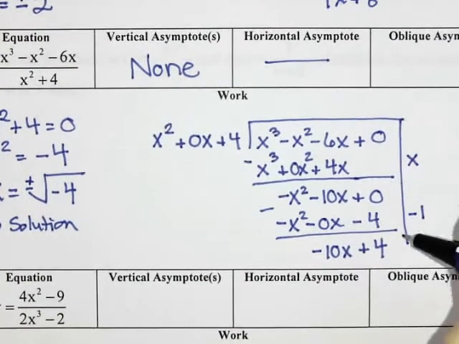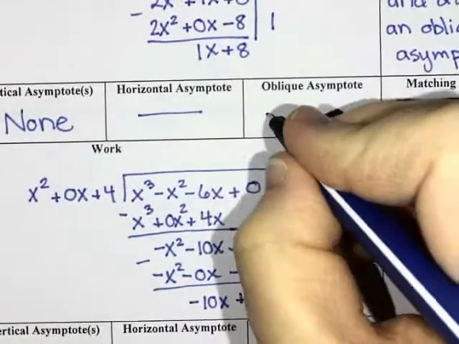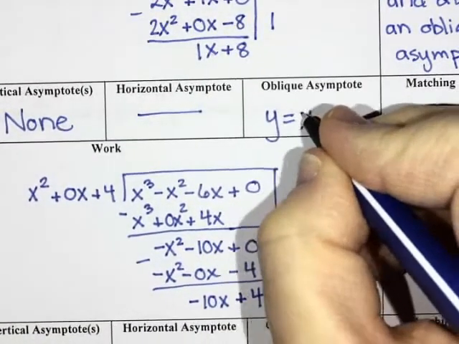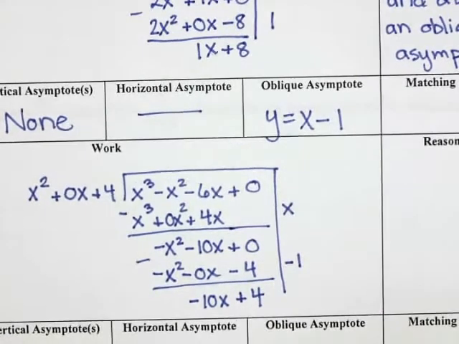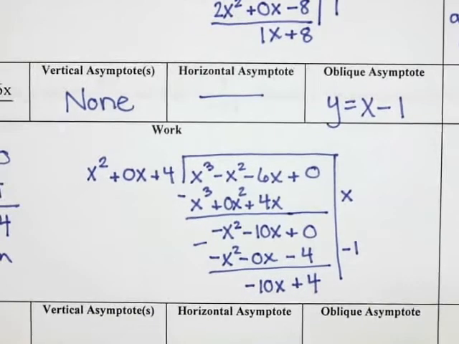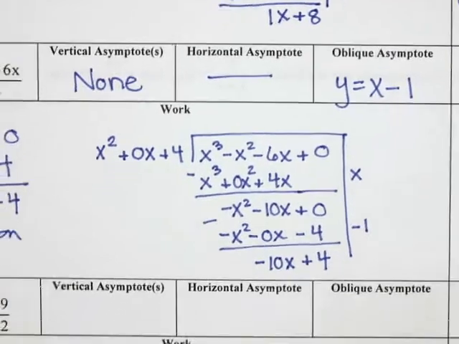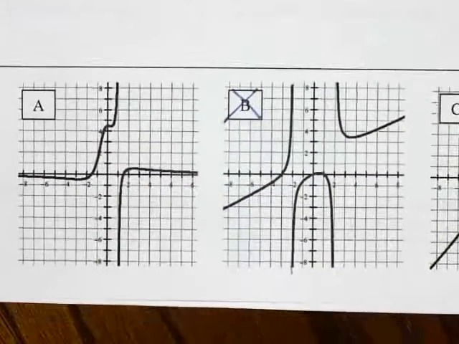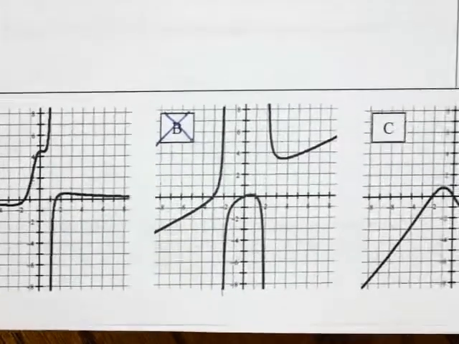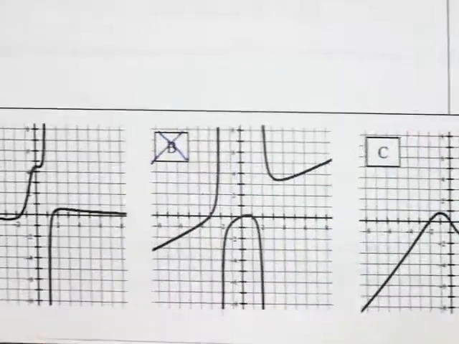My asymptote comes from the quotient, which is on the side here, so it's just x minus 1. So y equals x minus 1. So this has no vertical asymptotes and an oblique asymptote. So I know it's not B. We've already figured out B. So my choices are A and C.